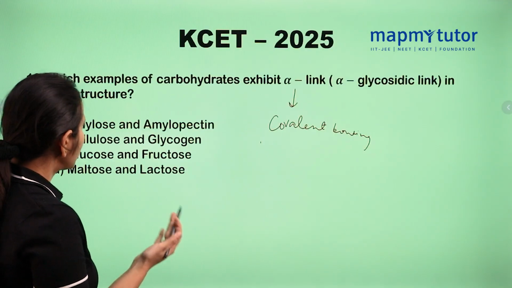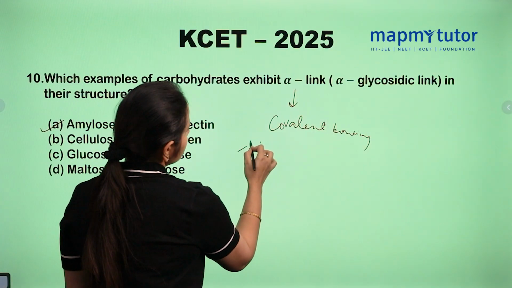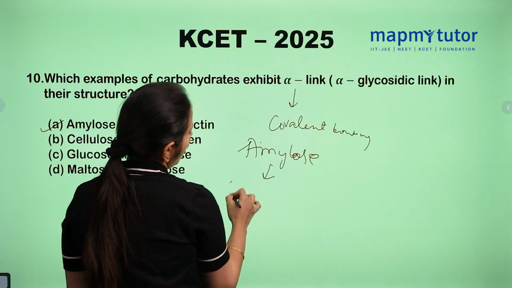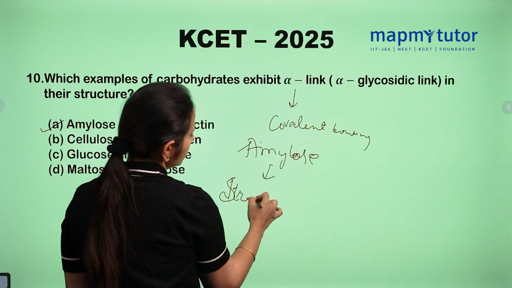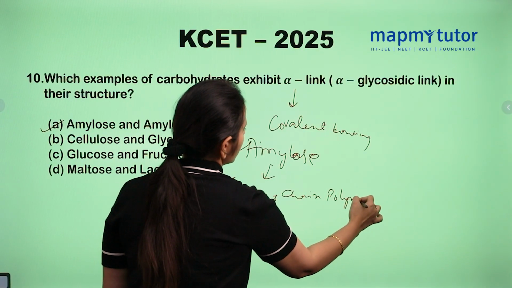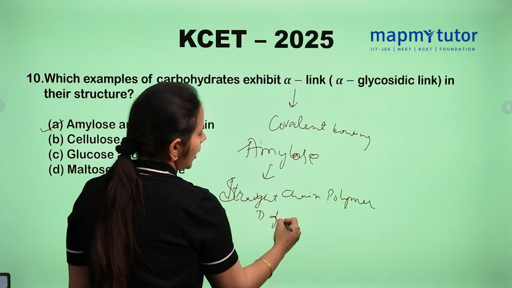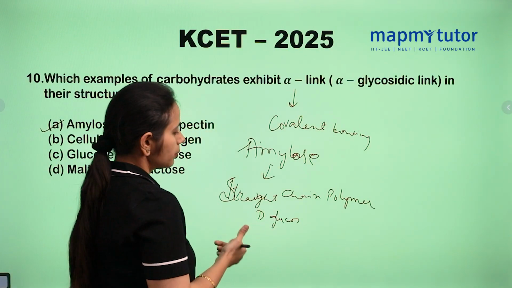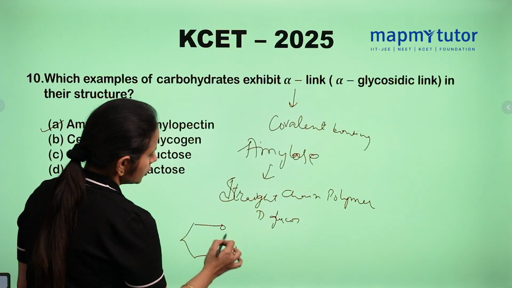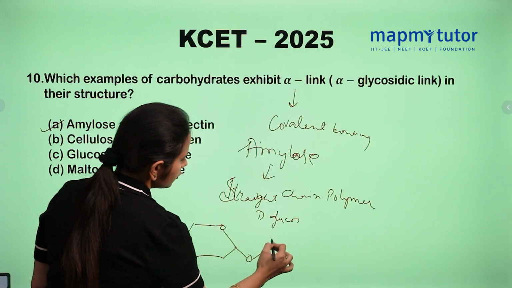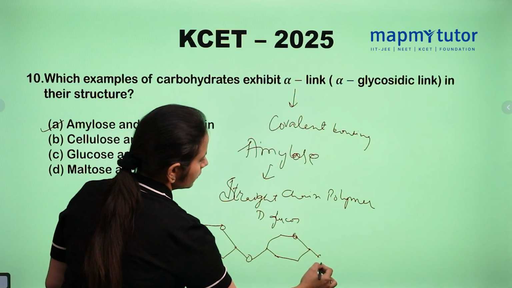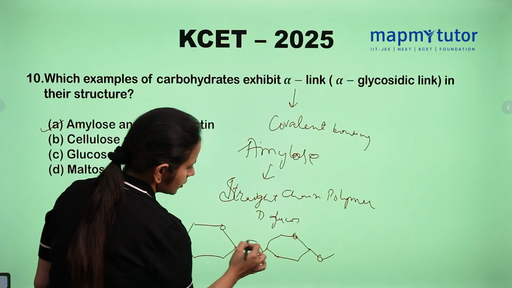What is this? Amylose and amylopectin. Amylose is a straight chain polymer of D-glucose, while amylopectin is a branched chain polymer of D-glucose. In case of this, the linkage is like this. Let's say this is a D-glucose and oxygen linkage. This oxygen linkage is known as alpha linkage.